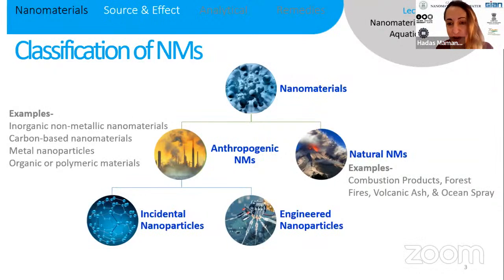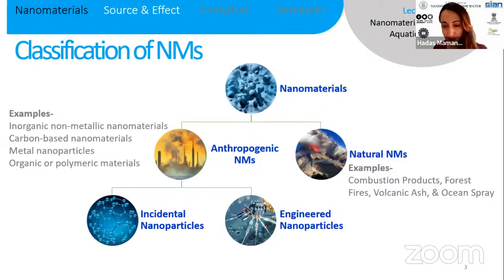Now, incidental nanoparticles are actually byproducts of human activities. So they can, for example, relate to burning fossil fuels. Also from vehicle exhaust, there is release of these incidental nanoparticles, and from mining processes. They are characterized by poorly controlled size and shape because they are incidental. And also they may be a mixture of different elements.